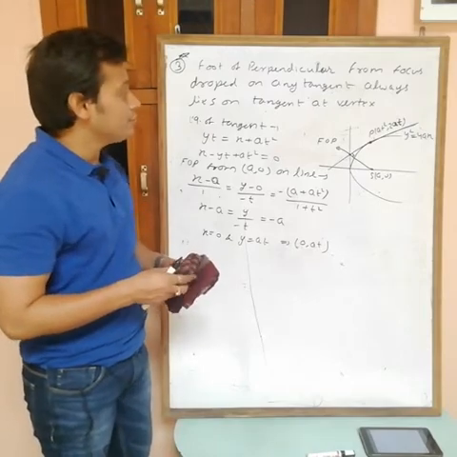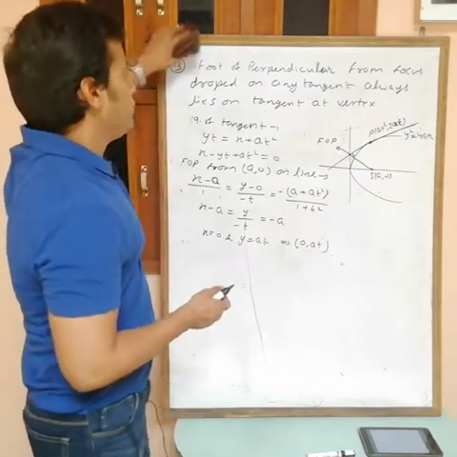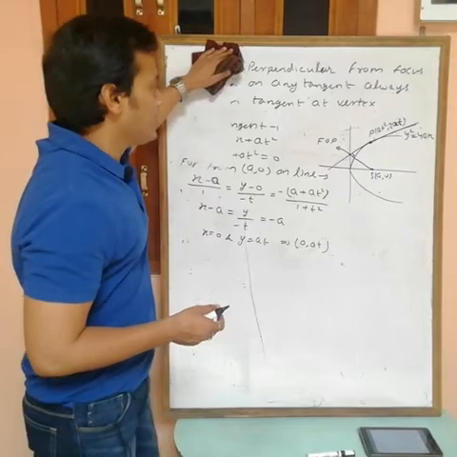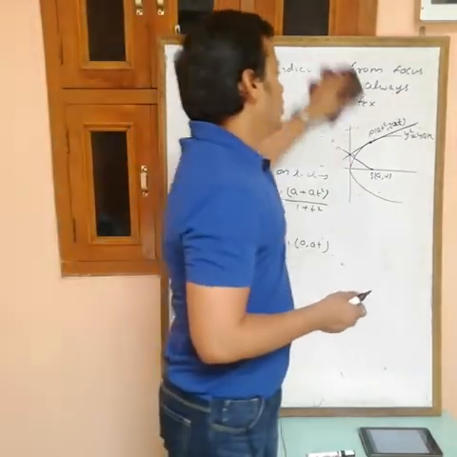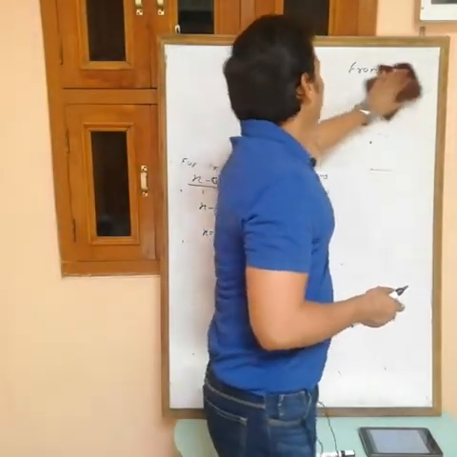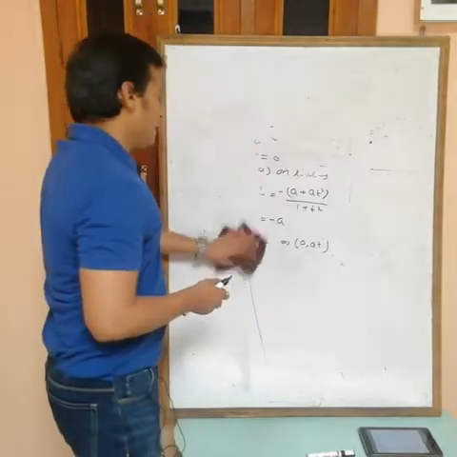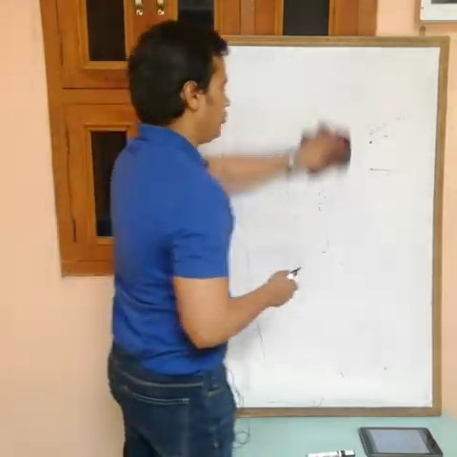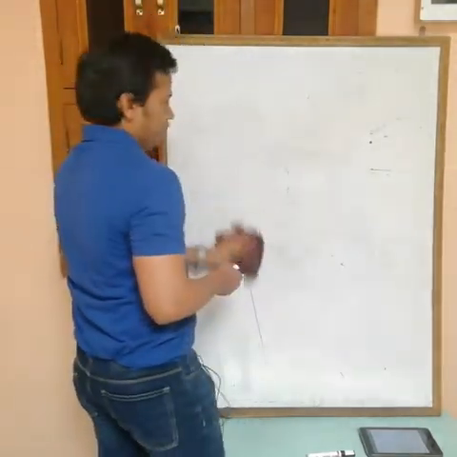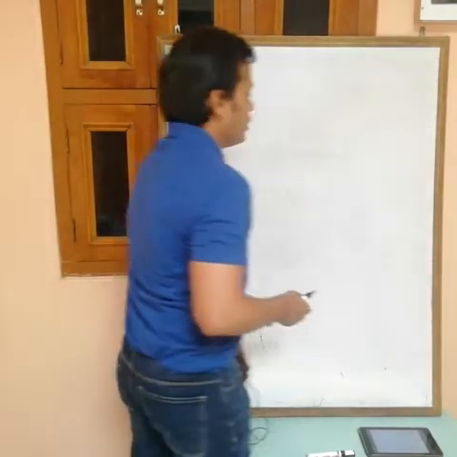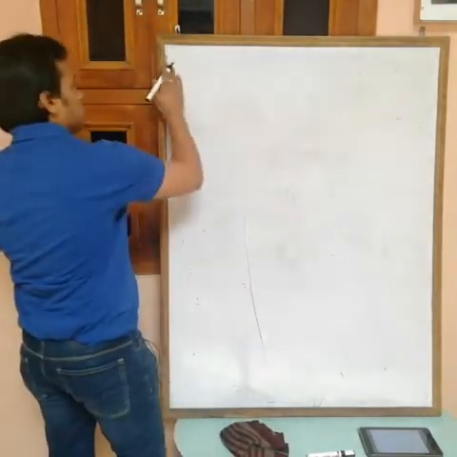Property number 2 is: the portion of the tangent between the point of contact and the directrix subtends a right angle at the focus, okay. The last property, after that we will start the ellipse, is the reflection property, that is also important.